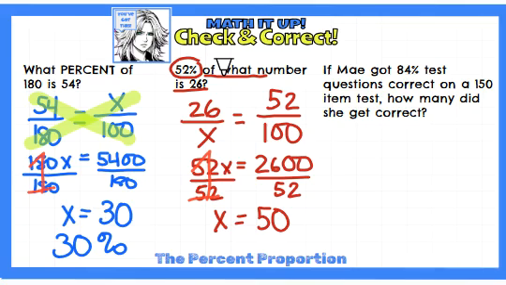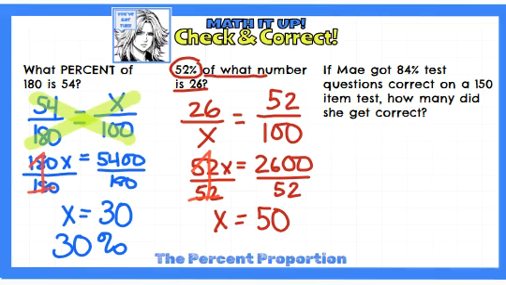And again, we talked about in the last video checking answers or making sure answers are reasonable. So is 50 a reasonable answer? So 52% of a number is 26. Well, is 26 about half of 50? It is. So it is a reasonable answer.